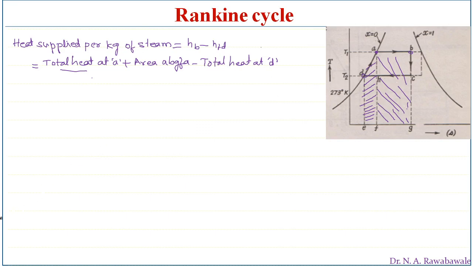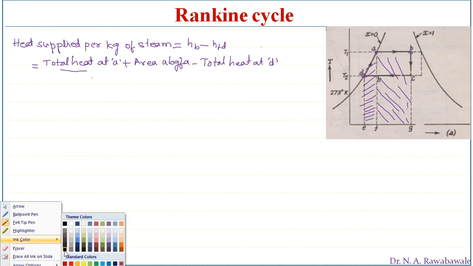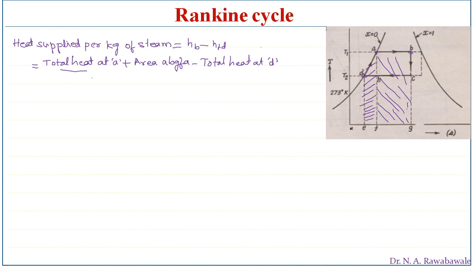Which area is subtracted, I just want to highlight with a change in color. This area is subtracted. Total heat at D means this area is subtracted.